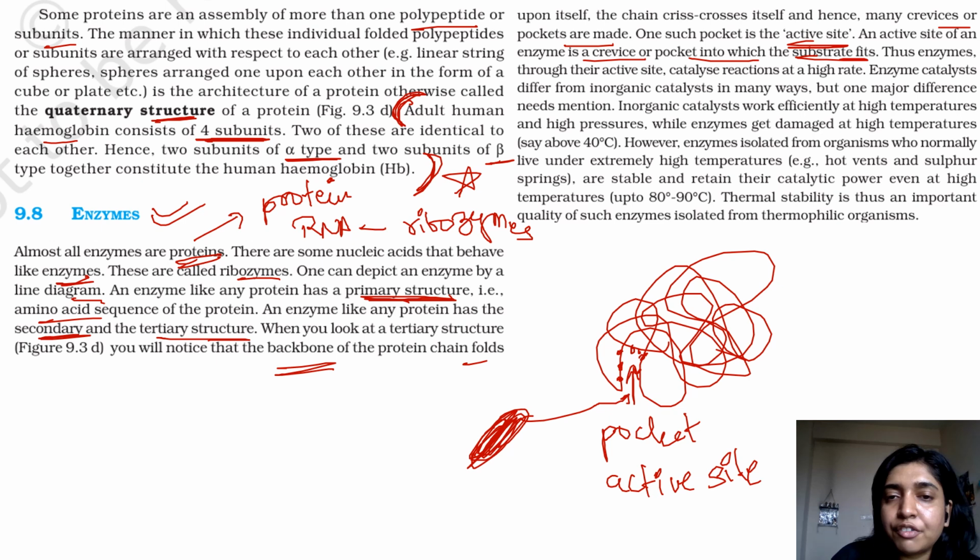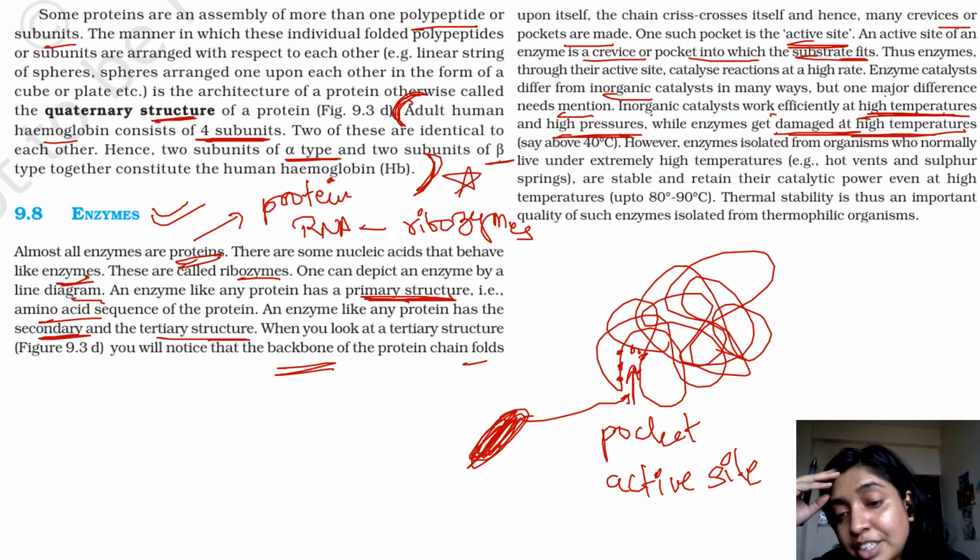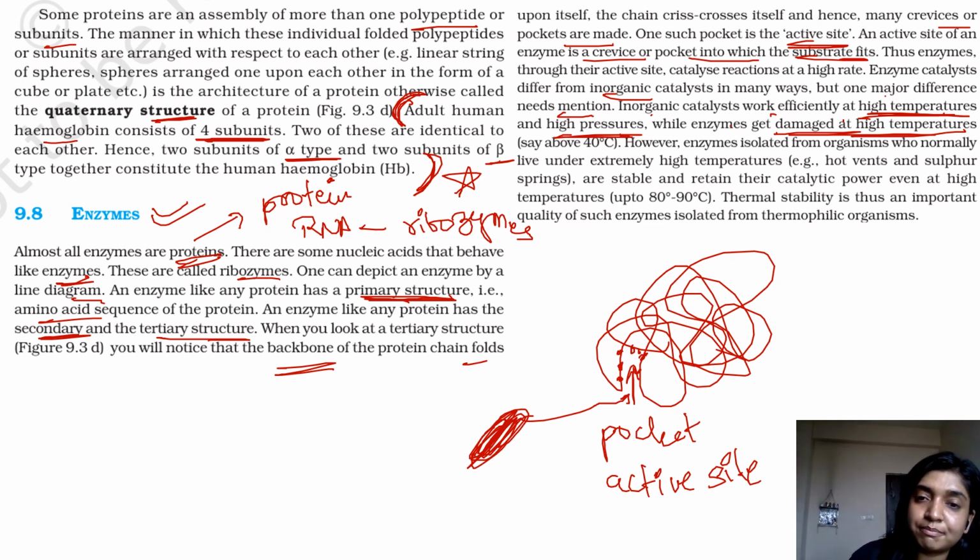Enzyme catalysis differs from inorganic catalysts in many ways, but one major difference needs mention. The inorganic catalysts work efficiently at high temperatures and high pressure, while enzymes get damaged at high temperature. Why? Because enzymes are proteins. If you give them high temperature, these proteins will break. The amino acids will start breaking from each other, and it will leave the enzyme non-functional, because for any protein to function, it needs its tertiary structure.